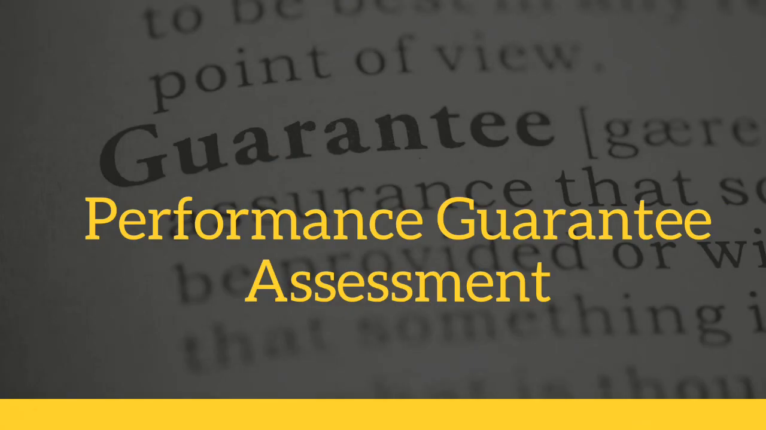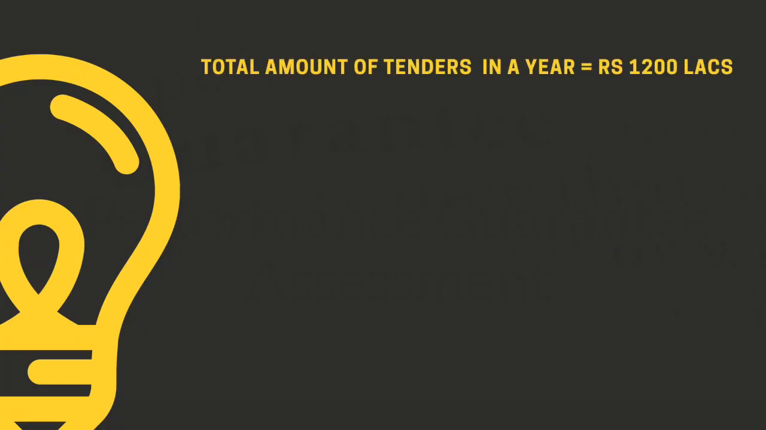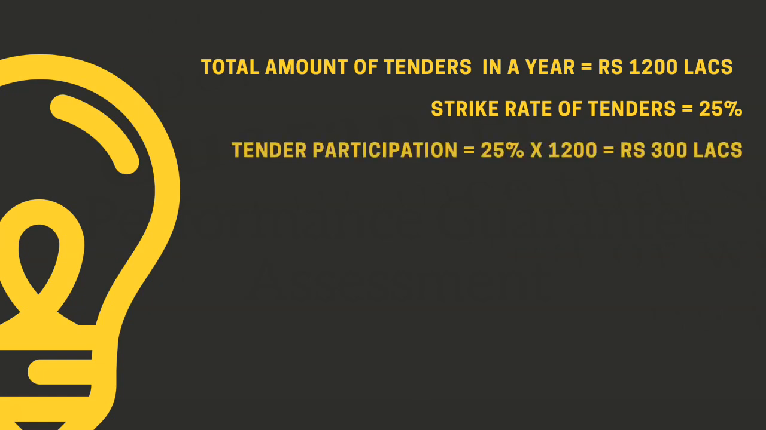Now let us see how to calculate the limit for performance guarantee. We begin with the total amount of tenders which the company is likely to participate, which is 1200 lakhs. Let's say the company manages to secure 25% to 30% of the tenders. Going conservatively, let's take it's 25%. So 25% of 1200 comes to 300 lakhs.